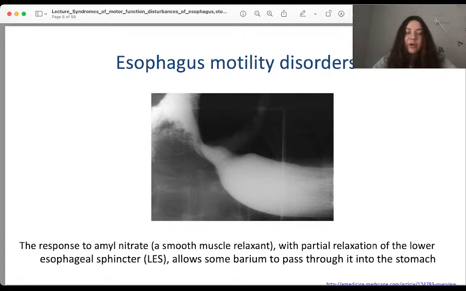Here you see barium X-ray 2. It is a response to amyl nitrate, a smooth muscle relaxant, in the same patient as the previous picture, with partial relaxation of the lower esophageal sphincter, which allows some barium to pass into the stomach. You see that the place of narrowing widened a little bit, and with relaxation some of the accumulated barium is transported to the stomach.